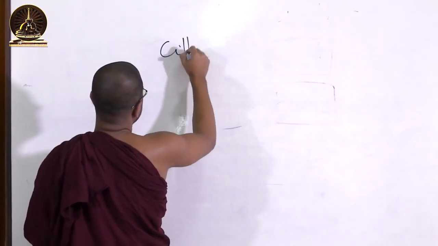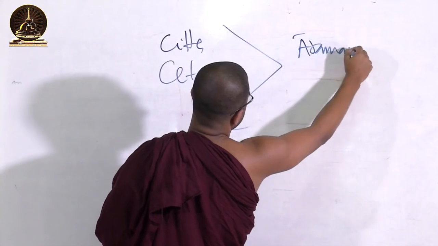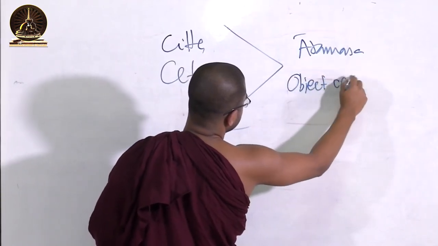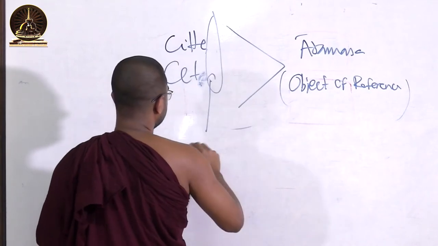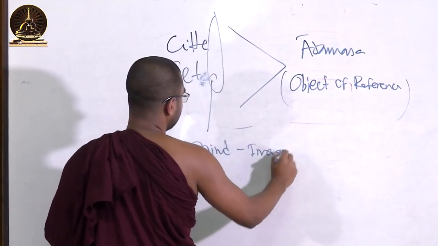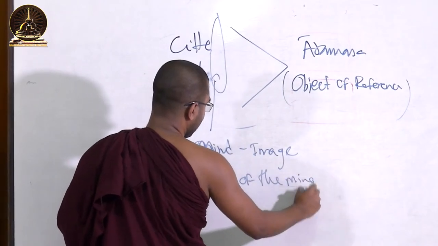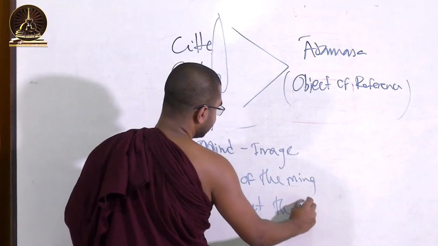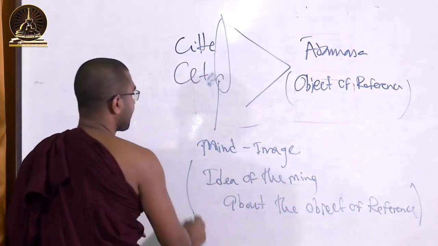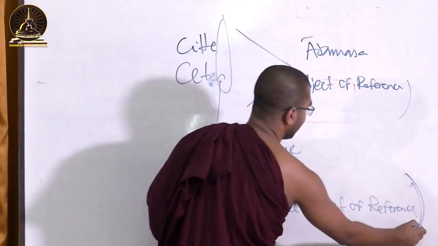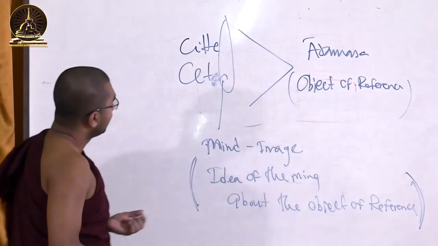And we said sabbacitta cetasikas focus on an object, Ārammaṇa. We call it object of reference. And we also have a certain mind image, idea, idea of the mind about the object of reference. Sometimes this object of reference may not exist, it's just an idea there, just an idea, thinking that there is such an object. So anyway, it's an idea.